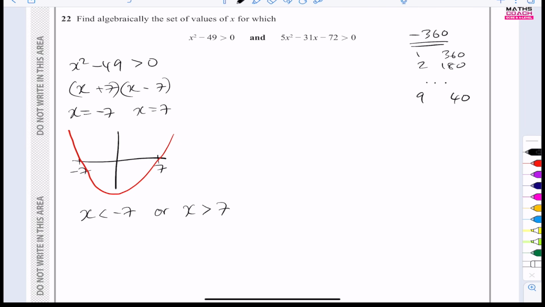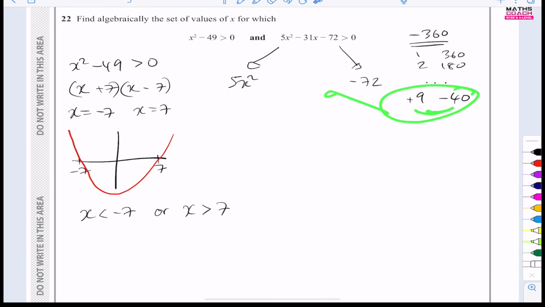So you want negative 360 when you multiply, and you want to add to give minus 31. So minus 40 and plus 9. So that's going to be 5x squared here, and here we're going to have minus 72. Then we're simply going to put these values in here, and you can switch them around. You don't have to do plus 9x first and minus 40. You can do minus 40 because minus 40 and 5 have a lot more in common, and so does 72 and 9. All right, so I'm just going to switch those pairs around.